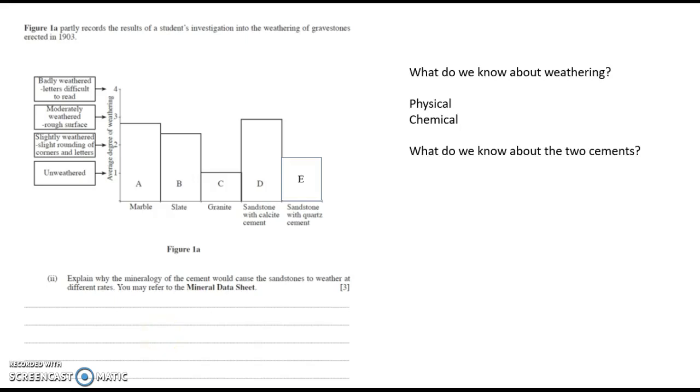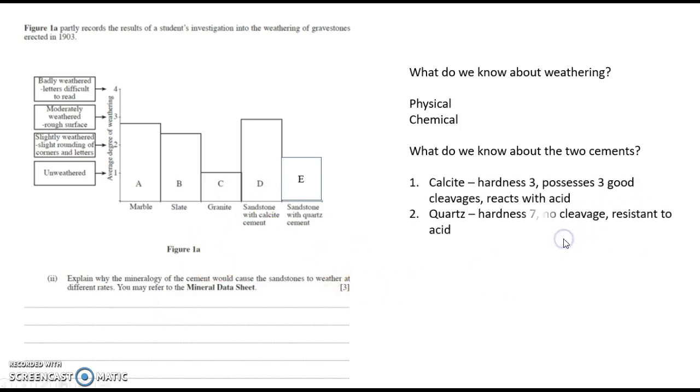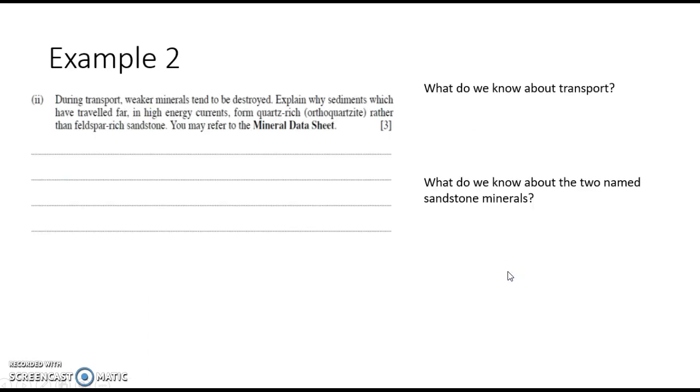So everyone, this is part 2 of how to answer exam questions with mineral identification in. Hopefully you've had some time to construct your answer to the first example using the information about calcite and quartz and how resistant or susceptible they are to physical and chemical weathering. We're now going to have a look at another example that appeared on your recent mock.